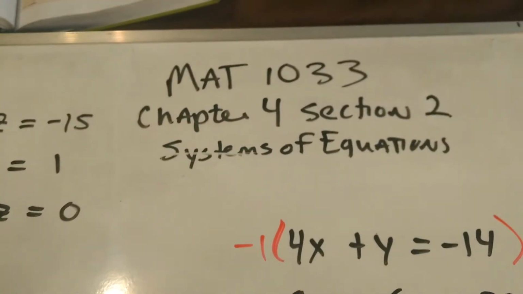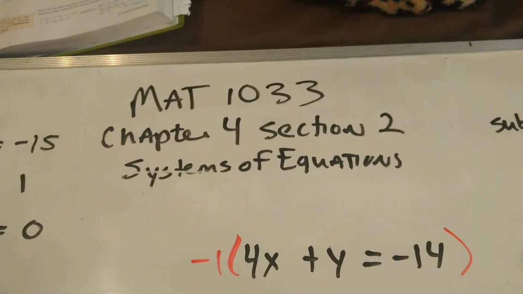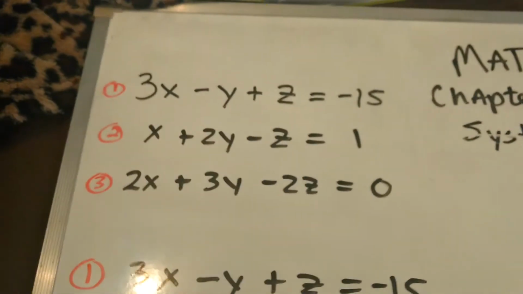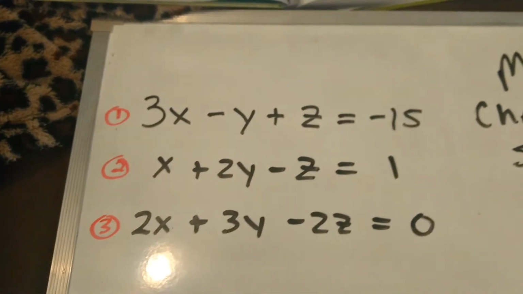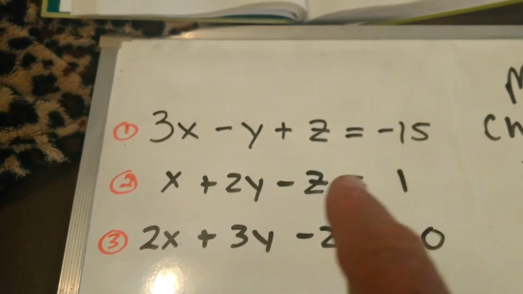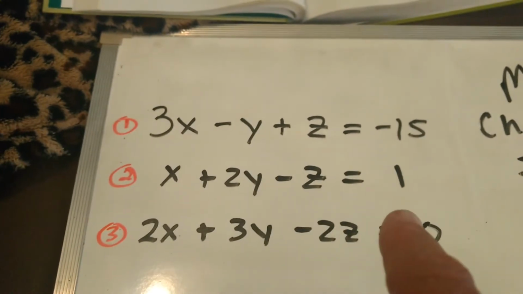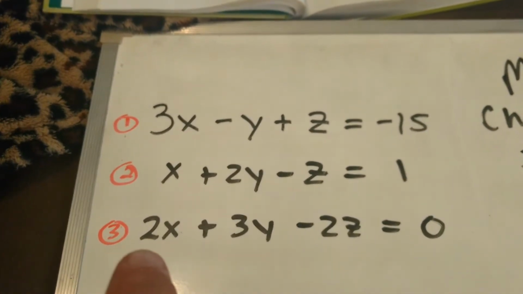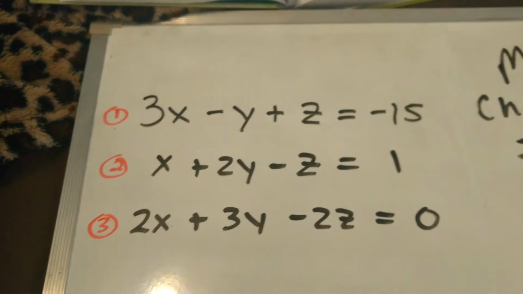This is for MAT 1033, Chapter 4, Section 2, Systems of Equations. This deals with systems of three equations. As you can see right here, I've got equation 1, which is 3x minus y plus z equals negative 5. Equation 2, which is x plus 2y minus z equals 1. Equation 3, 2x plus 3y minus 2z equals 0.